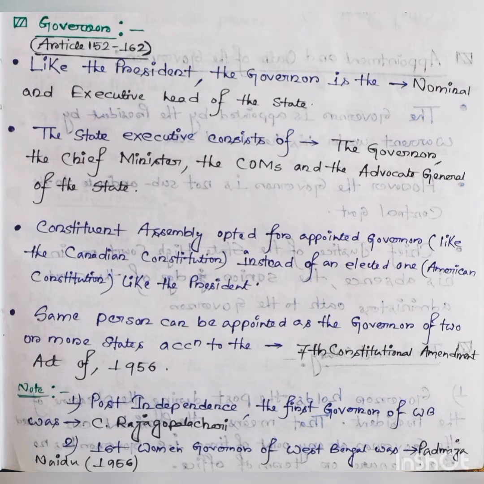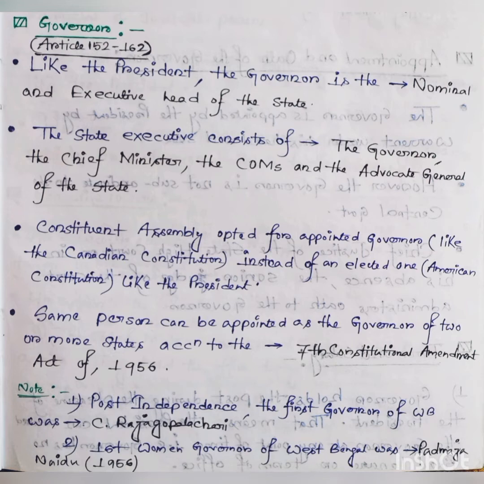Governor, Articles 152 to 162. Like the President, the Governor is the nominal and executive head of the state. The state executive consists of the Governor, the Chief Minister, the Council of Ministers, and the Advocate General of the state. The appointment of the Governor is like the Canadian constitution.